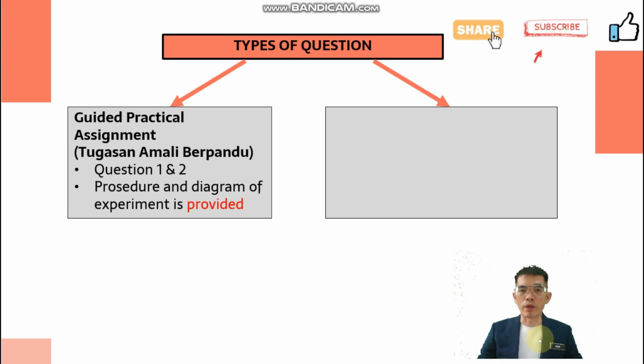Basically, there are two types of questions you will be facing in your Paper 3. There is the guided practical assignment, or in BM we call that Tugasan Amali Berpandu. This is the type of question where the procedure and the diagram are provided, so that the candidate will find it easier to answer.